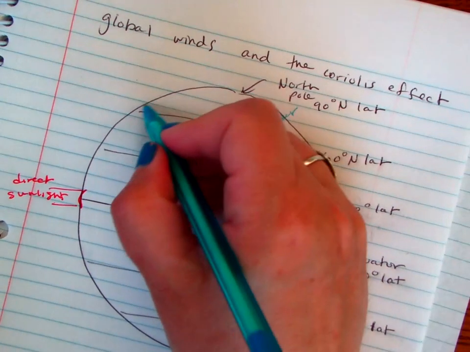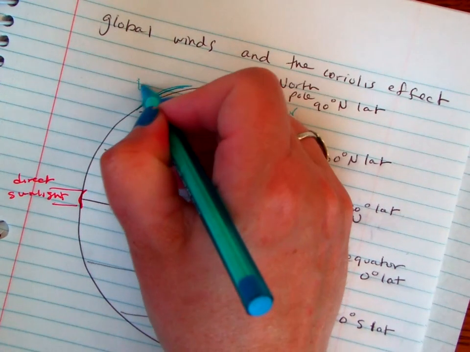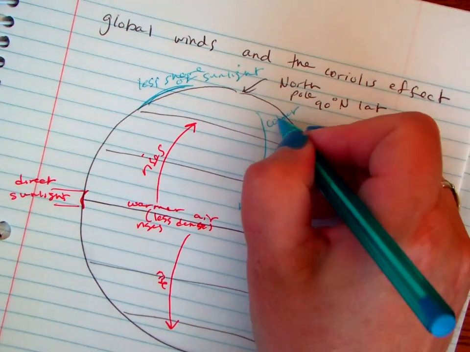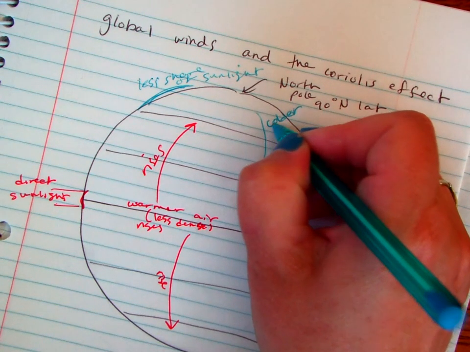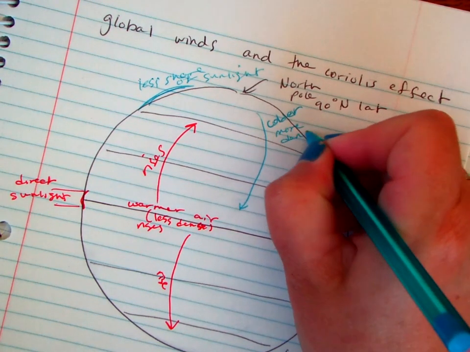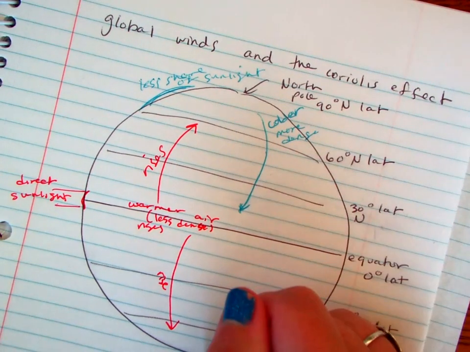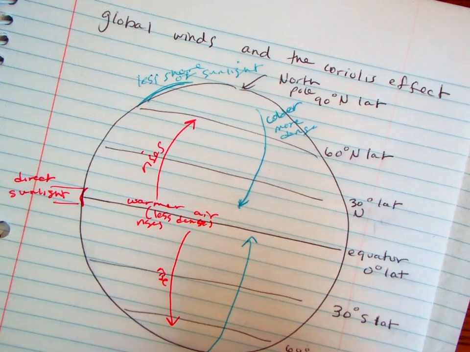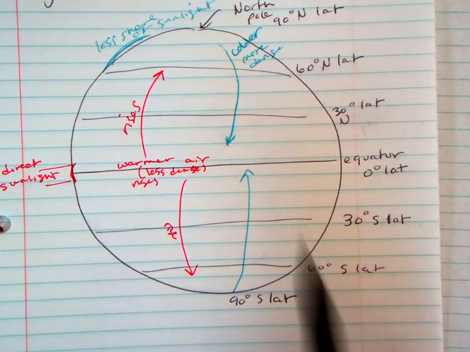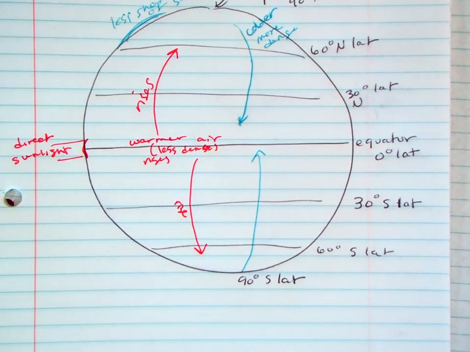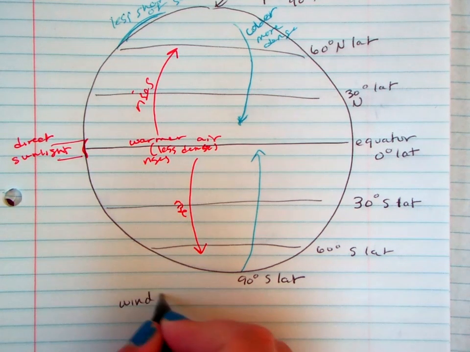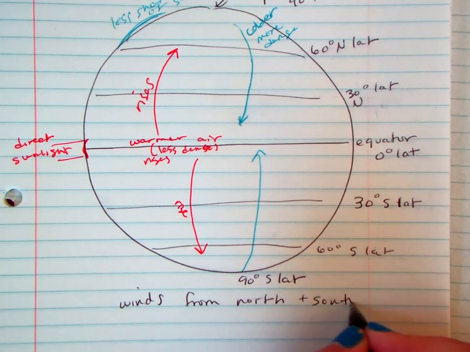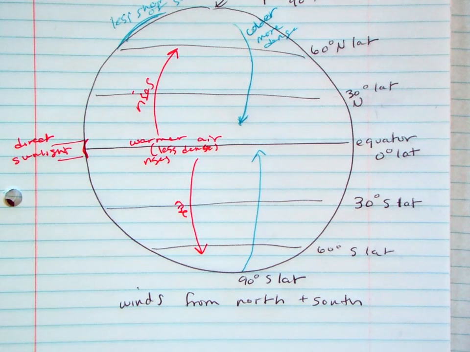And then you would also expect the colder air at the poles, where the sunlight is much more spread out, so less of a share here. Because of that, it's going to be colder air up here near the poles, and so that's going to be more dense, and it would sink toward the equator at both poles. So this is at 90 degrees south latitude. So this is what would be expected to happen, and we would therefore have winds that flow from the north and south. But this is not what happens because the Earth is rotating.